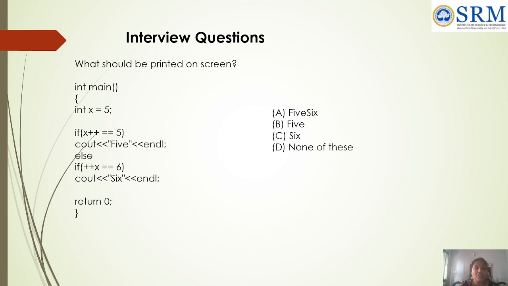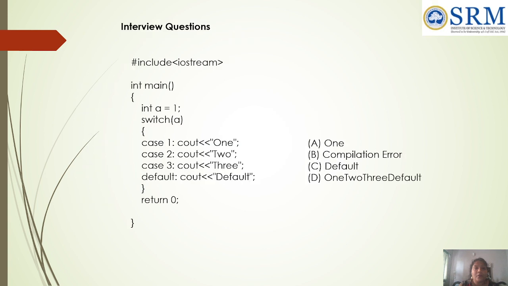So what happens initially: x++ is equal to 5. This is post-increment, so x is equal to 5 only, it will take, and then it will print cout as 5. Since that is true, it will come out of the condition. So the answer is B here, it prints 5.